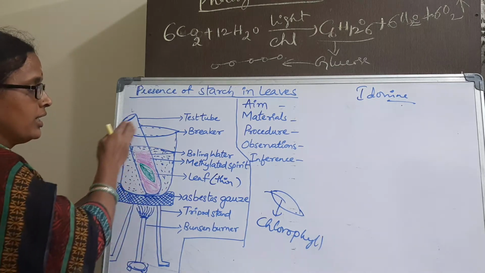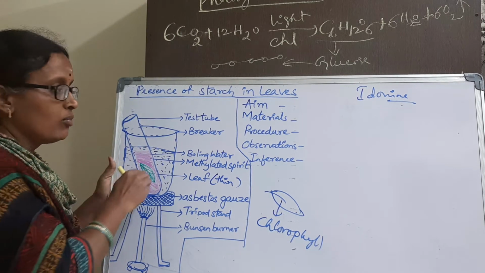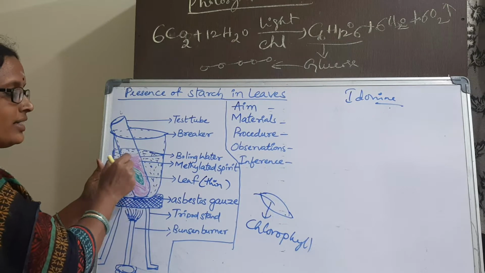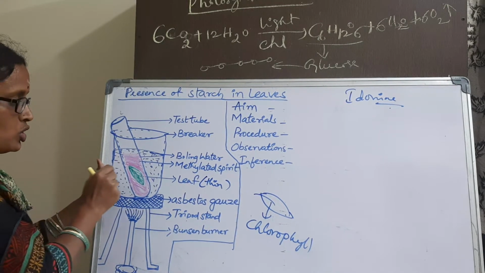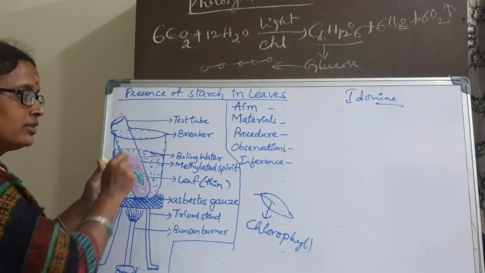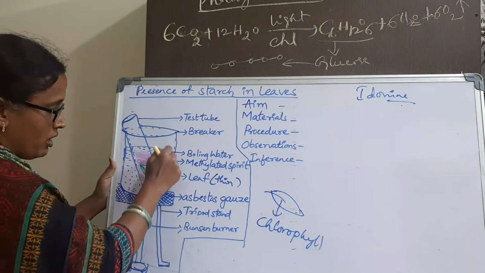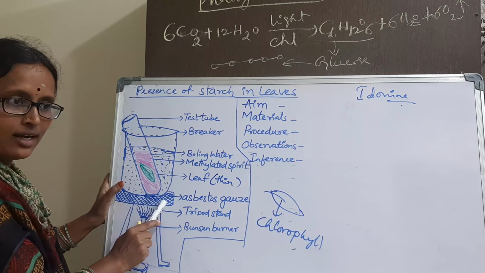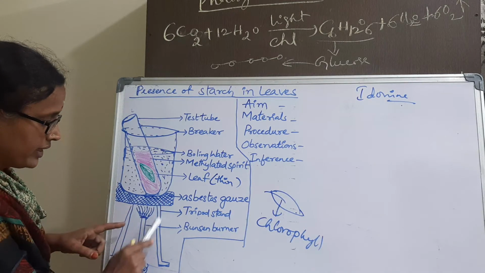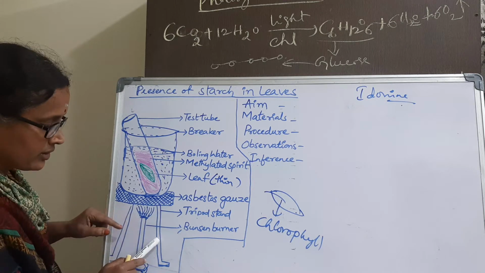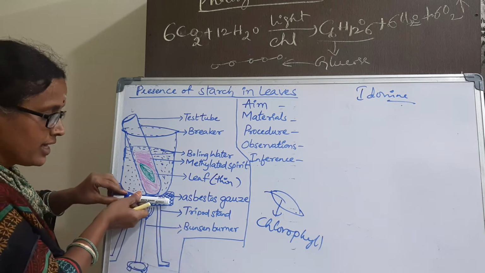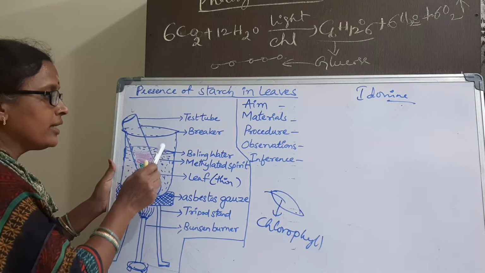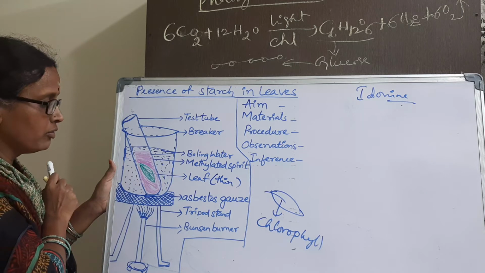Coming to our procedure, we are taking a beaker containing boiling water. If you observe the apparatus, we are not directly heating the test tube. Why? There is a reason. On the boiling water we are heating on the asbestos gauze. Here we are taking the tripod stand, and on that we place the asbestos gauze. Above that we place the beaker containing the boiling water.